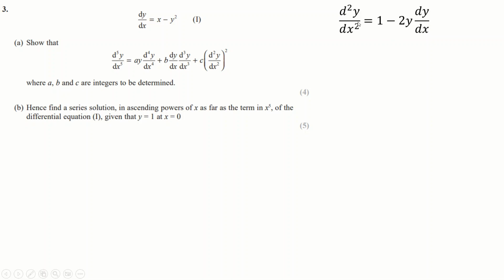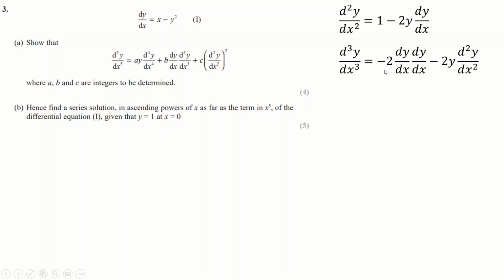And now just do it again. Differentiate this side for d3y by dx cubed. 1 differentiates to 0. This is a product, right? So we differentiate 2y first, which goes to 2, and then dy by dx. And then leave 2y alone and differentiate this, which differentiates as d2y by dx squared.